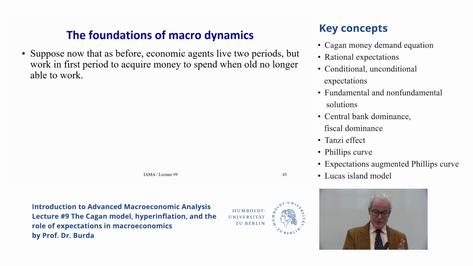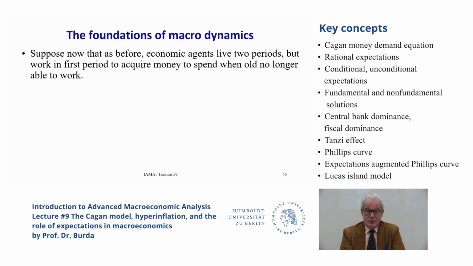Okay, so agents still live 2 periods. When they're young, they supply labor. That's painful, but it enables them to buy consumption goods today with money that they acquire, but also tomorrow with money that they will save into the second period and be subject to the possibility that the price of money in terms of goods changes.